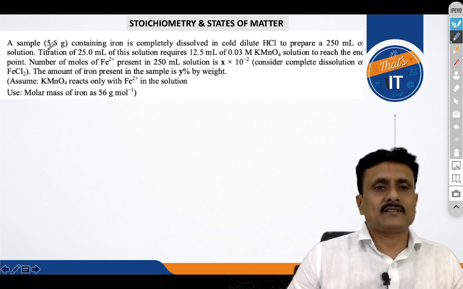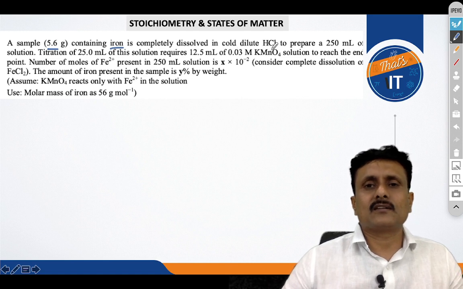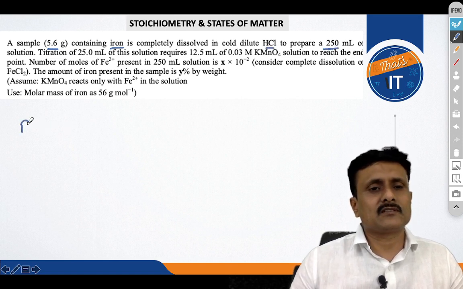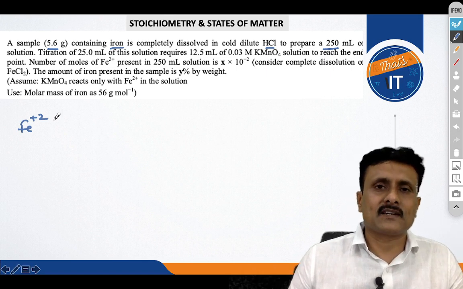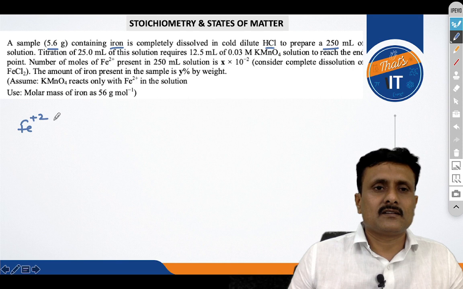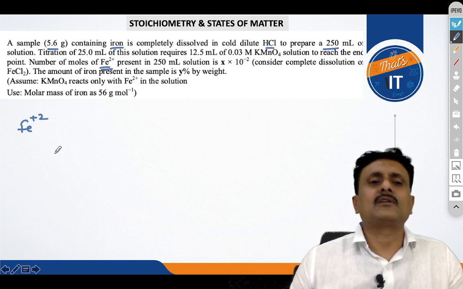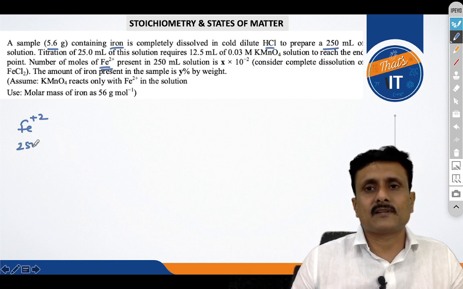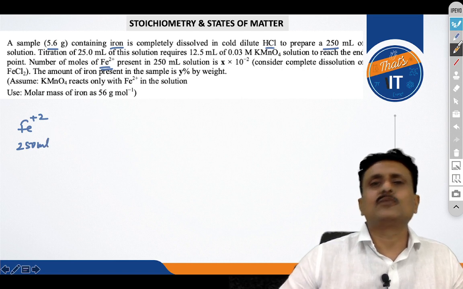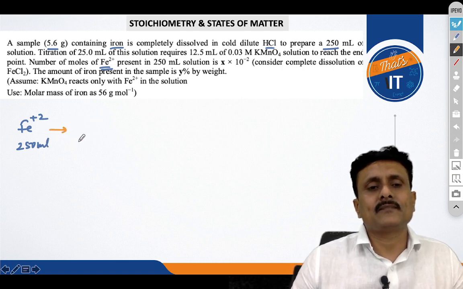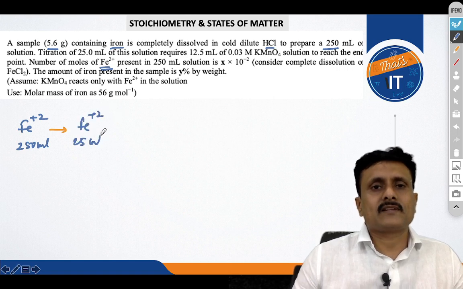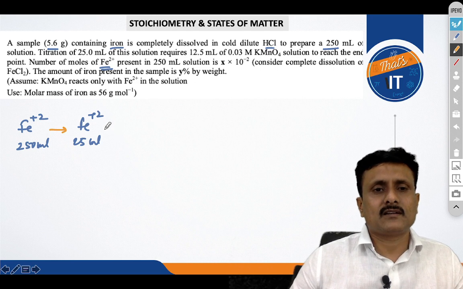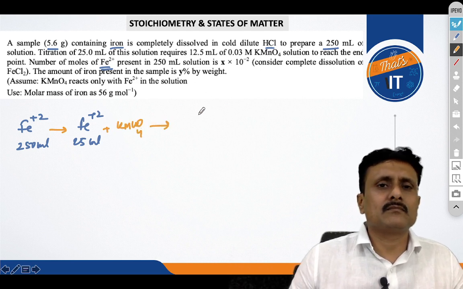You can see 5.6 gram of iron is completely dissolved in cold HCl to prepare 250 ml. So there is a solution; solution means it cannot be raw iron, isn't it? It has to be the salt of iron, right? Fe plus 2 mentioned everywhere means salt of Fe plus 2. Actually we took 250 ml. For titration you won't take that whole amount, rather you will be taking 25 ml of Fe plus 2. Alright, how much? 25 ml, and this was titrated with KMnO4. I hope in the acidic medium, isn't it?